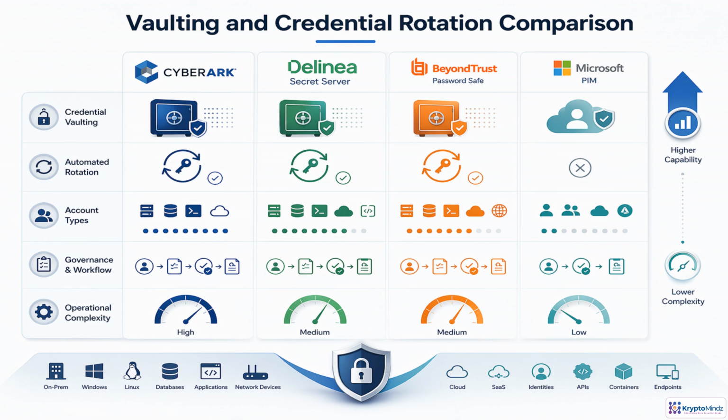When the focus is vaulting, the differences become clearer. CyberArk is the most mature enterprise option, with deep checkout controls, rotation policy, and lifecycle governance, though it usually requires more operational effort. Delinea Secret Server and BeyondTrust Password Safe cover core vaulting, discovery, rotation, approvals, and session launch needs, often with more practical deployment paths. Microsoft PIM serves a different purpose. It governs just-in-time privileged role activation in Entra ID and Azure, but it does not replace a vault for shared passwords, service accounts, SSH keys, or local credential rotation.